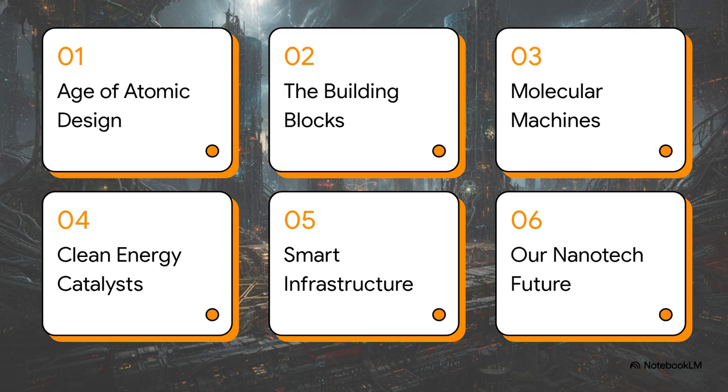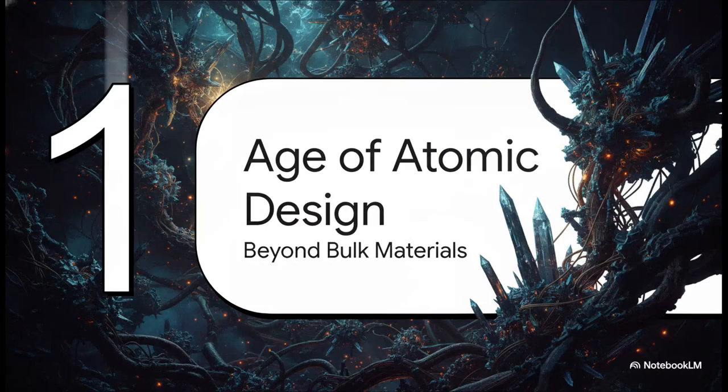So here's our roadmap for today. We'll kick things off with the age of atomic design, look at the building blocks of matter, and then explore designing molecular machines, clean energy catalysts, smart infrastructure, and finally, wrap up with our nanotech future. Let's start with Section 1, the age of atomic design, and what it actually means to move beyond bulk materials.